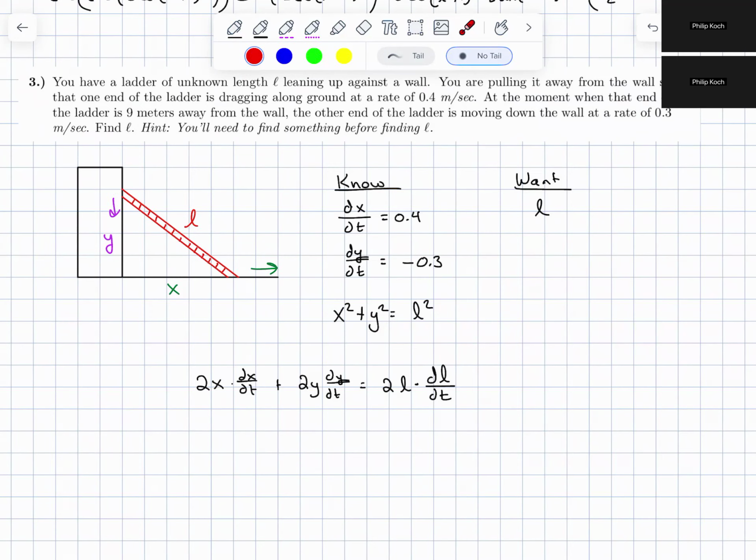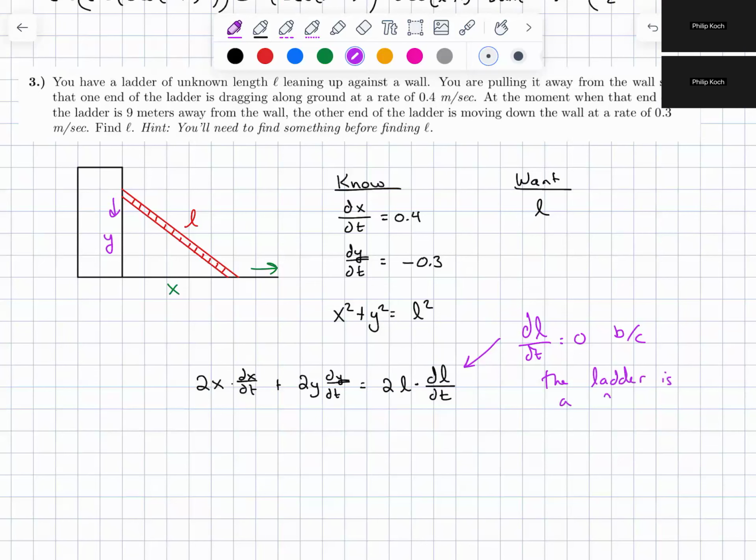But I actually do know dL/dt. What's dL/dt? It's a fixed value. We don't know what L is, but the ladder isn't magically changing in size. So dL/dt is equal to 0 because the ladder is a fixed length. And that's the good news. That gets rid of L and dL/dt. That means that there's only one variable left. There's y. And if I know y, then I can find L.